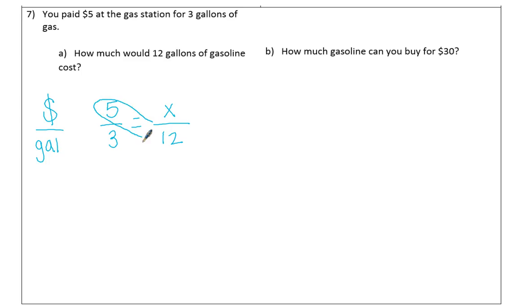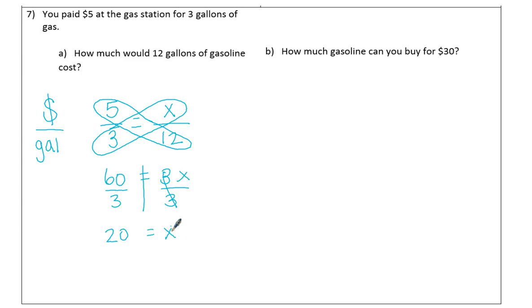We have to cross multiply, so 5 times 12 gets us 60. That's going to be equal to 3 times x, which is just 3x. And in order to get x by itself here, we need to divide by 3 on both sides. 60 divided by 3 is 20, so 20 equals x. And here we're dealing with how much would the 12 gallons of gasoline cost, so we're looking for cost, which means we need a dollar sign on here. $20 is how much this would cost us.